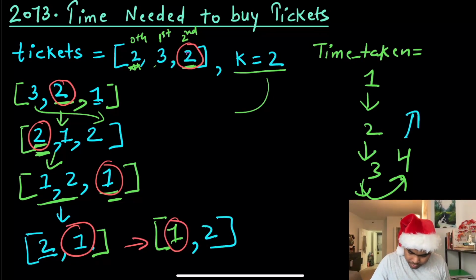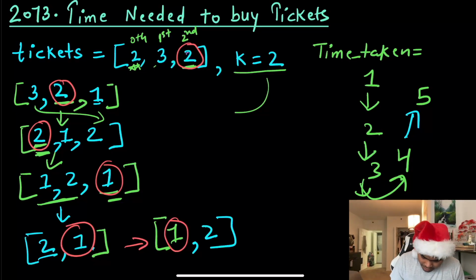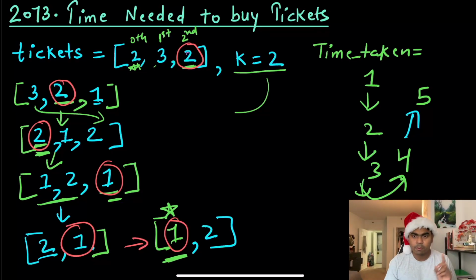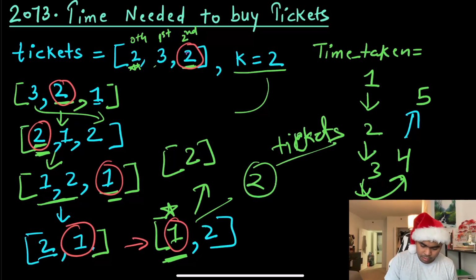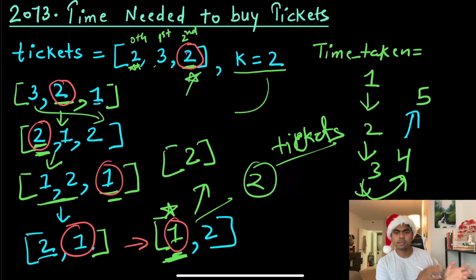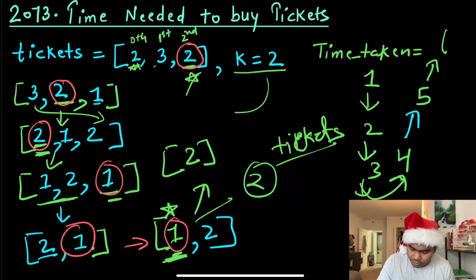Now the time is 5 seconds, already done. Now our guy is in the front, and he only needs to buy 1 more ticket, which he will do, and our array will become just 2, and our guy has bought 2 tickets. That's the number he wanted to buy, and now it becomes 0. So we can just check out and return our time, 6. So 6 is what we will return.